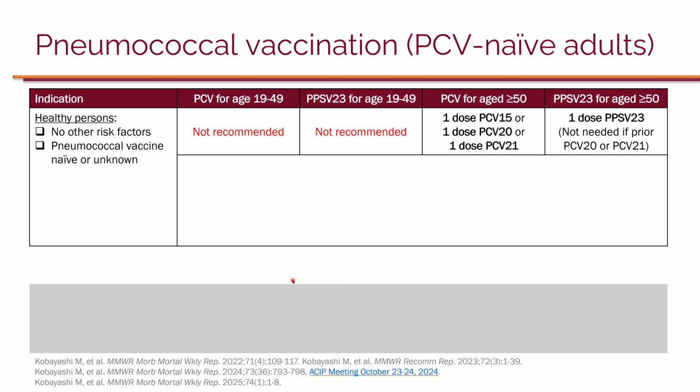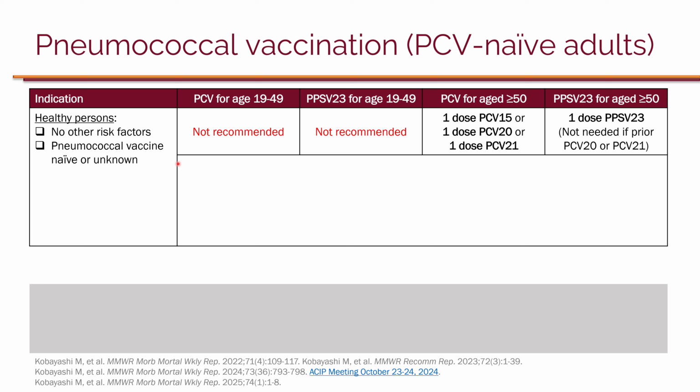response. Now let's take a look at guideline recommendations from CDC's ACIP for adults. There are 4 different groups of people that we can take a look at, and for each of these groups we can also look at age cutoffs. In general, there are recommendations for people aged 50 years or older, and of course from age 19 to 49. And these are for people who are pneumococcal vaccine naive or of unknown status.